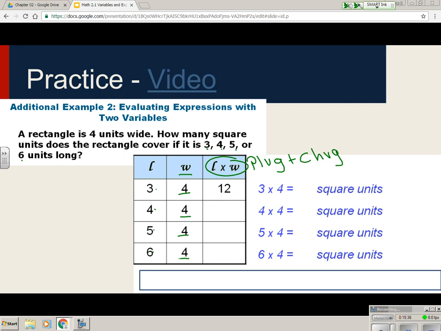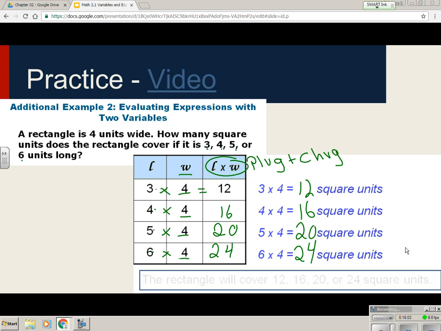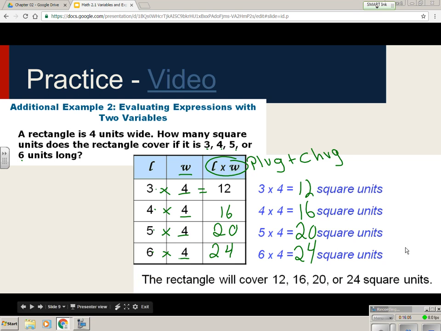So 3 times 4 gives you 12. 4 times 4 gives you 16. 12 square units, 16 square units. We'll see if I'm right in a little bit. 5 times 4, that's 20. You should know your math facts by now on the 4s. And 6 times 4, that's 24 square units. The other reason why I wrote it in the blue here is so you can see the proper label. Was I right? I certainly was.